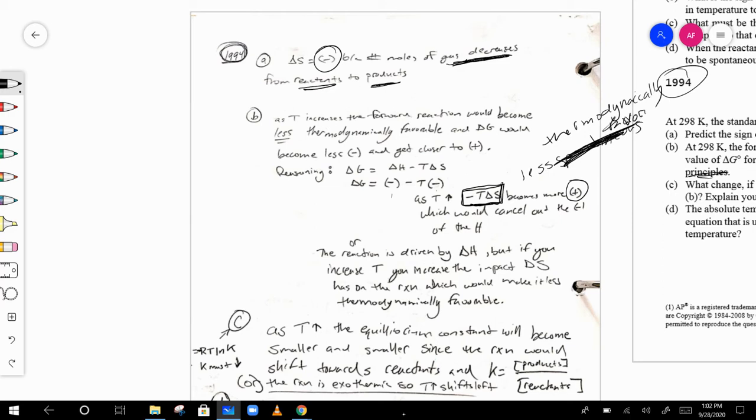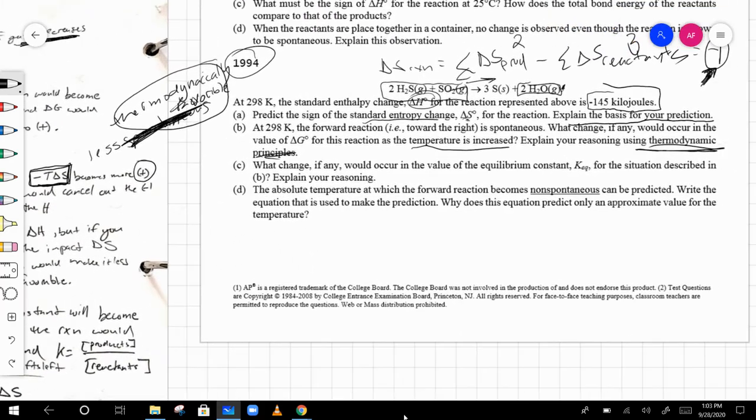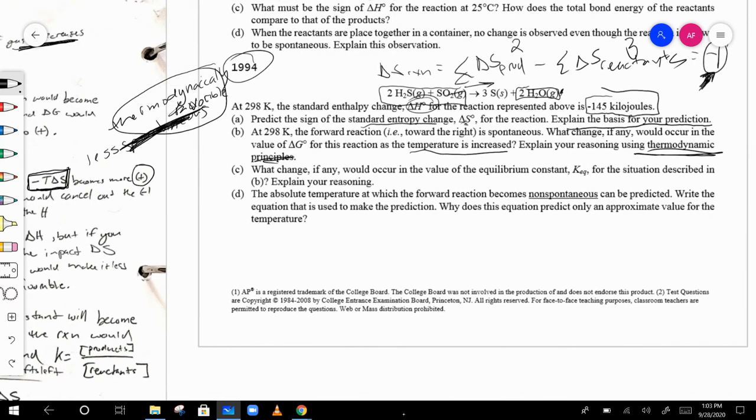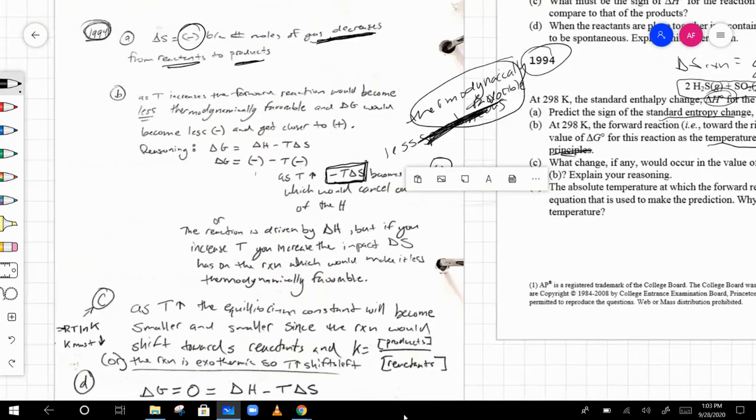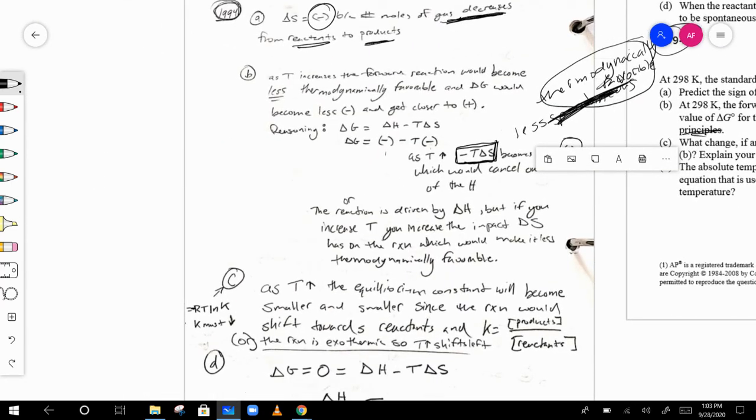You're going to see a lot of these old questions ask about spontaneity, and nowadays they replace it with thermodynamically favorable. So anytime you see spontaneous, it's thermodynamically favorable. So what change to the thermodynamic favorability would occur for delta G? As temperature goes up, delta G would become more and more positive, and it would become less thermodynamically favorable.